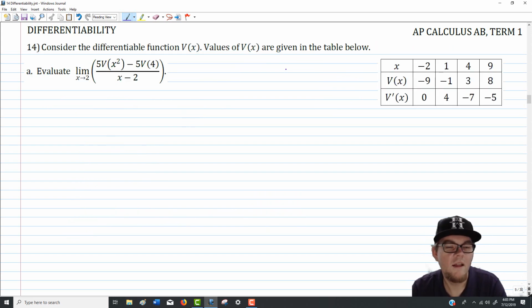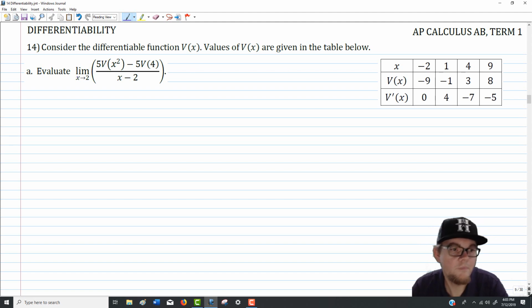Alrighty, finally, this brings us to question 14. 14 is the massive free response, or AP free response style question I came up with. It wasn't a perfect question because I end up using a particular value on the table a lot, but it's who I am. So in here, it says, consider the differentiable function v of x. Values of v of x are given in the table below. Then we're asked to evaluate some stuff. So that's what we're going to attack here.